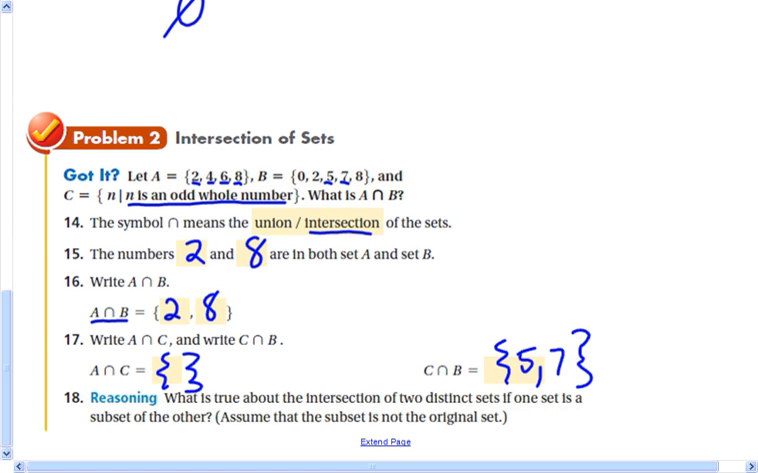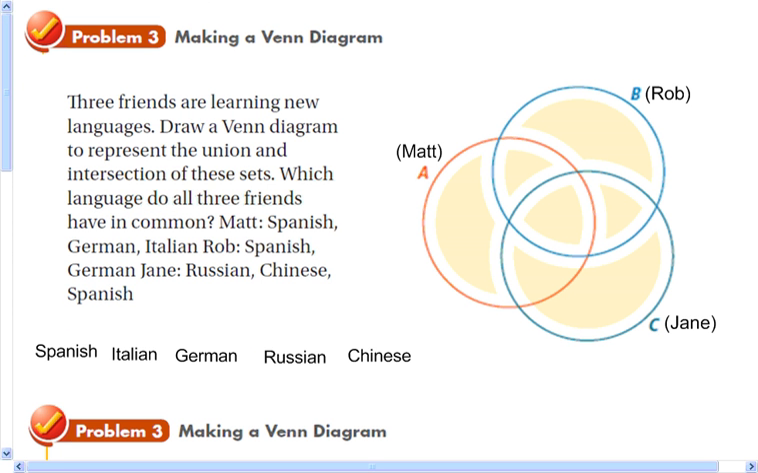So what is true about the intersection of two distinct sets if one set is a subset of the other? The intersection is the smaller of the two sets. All right, three friends are learning new languages. Draw a Venn diagram to represent the union and intersections. Which language do all three friends have in common? So Matt has Spanish, German, and Italian. Let's put that over here.